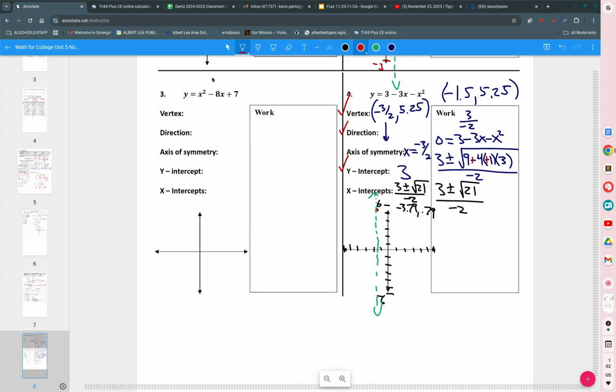That's enough information to now plot negative 3.79 and positive 0.79. Y-intercept of positive 3. I think we have enough information to be able to sketch a reasonable graph. So, it's a problem that doesn't just take a minute, it takes a little bit of time.